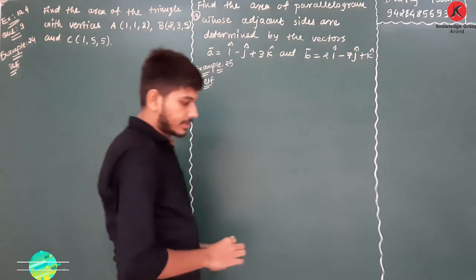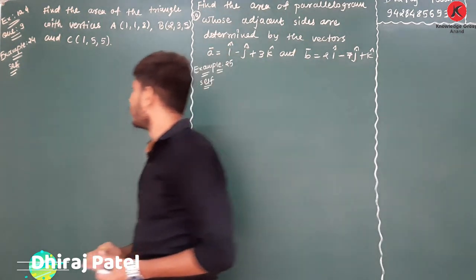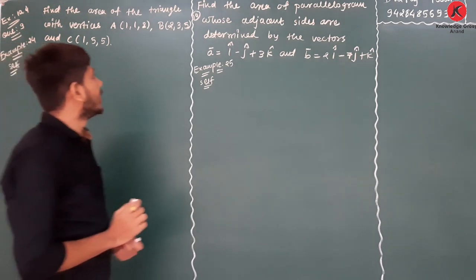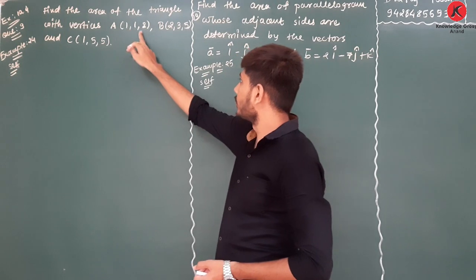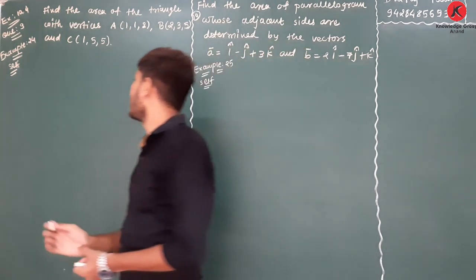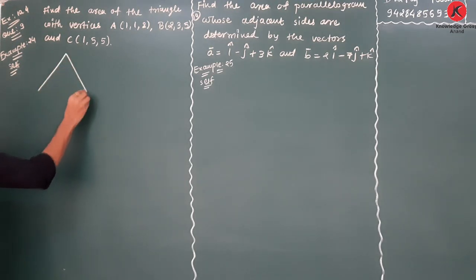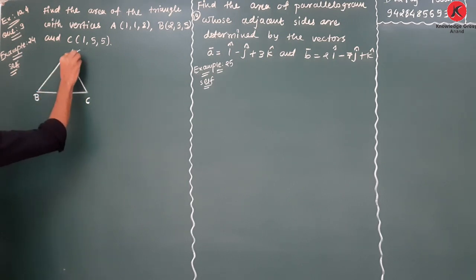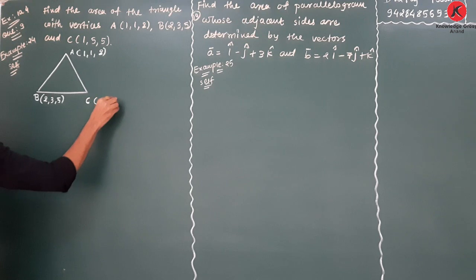Next question, exercise 10.4, question number 9 is there. Same question, example number 24, you have to do in your self practice. Find the area of the triangle whose vertices are A (1, 1, 2), B (2, 3, 5) and C (1, 5, 5). So this is the triangle ABC having vertices (1, 1, 2), (2, 3, 5) and (1, 5, 5).